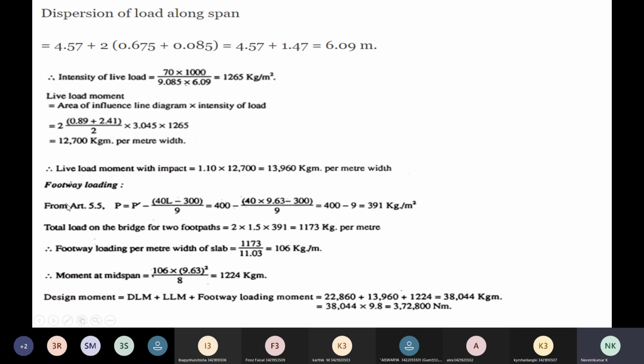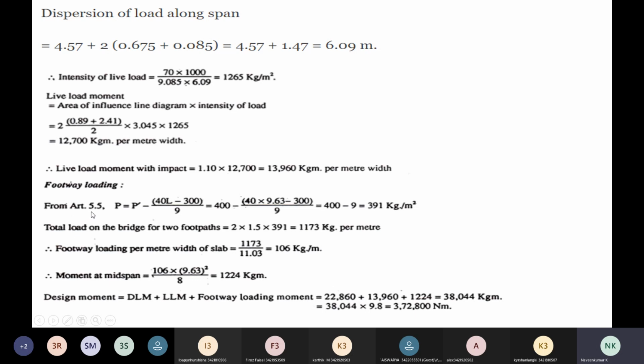So all this calculation is related to the carriageway solid slab. Now we're going to see the footway loading. On the footway, vehicles will not be allowed to travel or move, only the footpaths. Only people can walk, so that loading condition also we should consider.